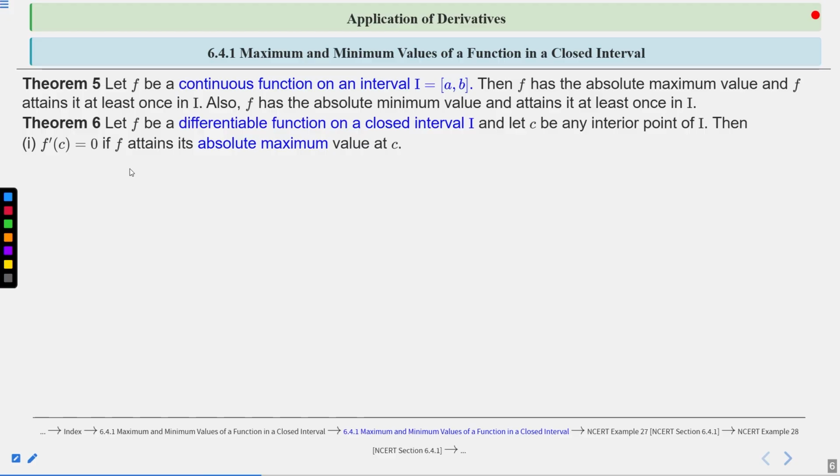First, we can say that f dash c equals 0 if f attains its absolute maximum value at c. Second, f dash c equals 0 if f attains its absolute minimum value at c. So, at both the absolute maximum value and the absolute minimum value, we can say that f dash c is equal to 0. Hope it's clear to all.